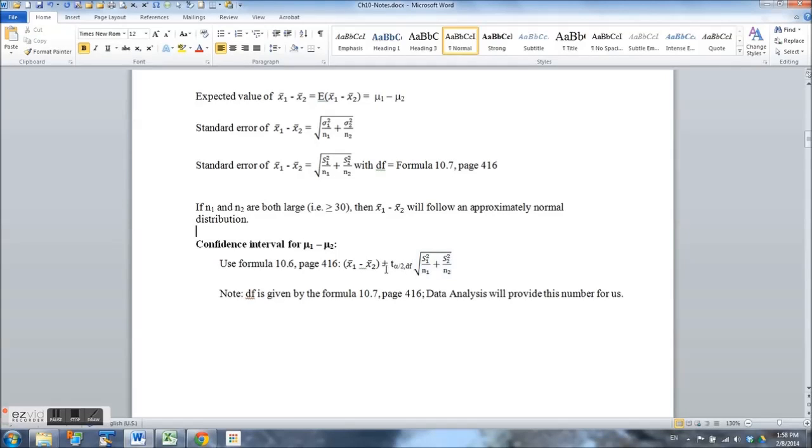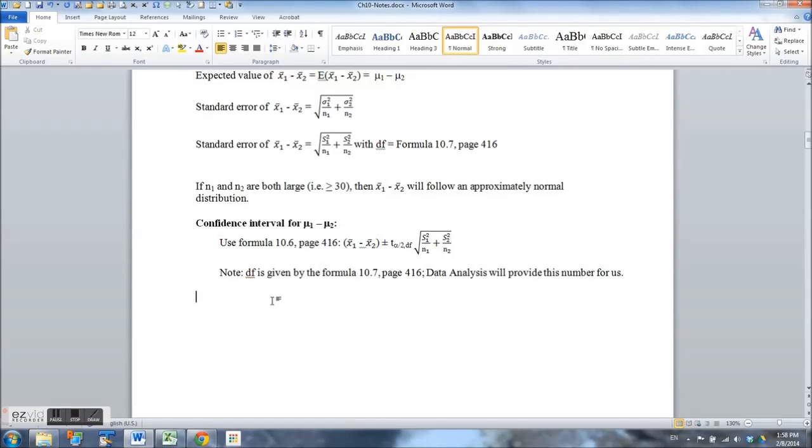One is that we use the t distribution. Since we don't know the values of sigma sub 1 and sigma sub 2, we have to use t instead, and we use this standard error instead of that one. So this gives us the confidence interval, and a similar change should be made for hypothesis testing. Of course, the degrees of freedom will have to come from this really complicated formula, but instead we're going to use data analysis, and data analysis will provide that number for us.